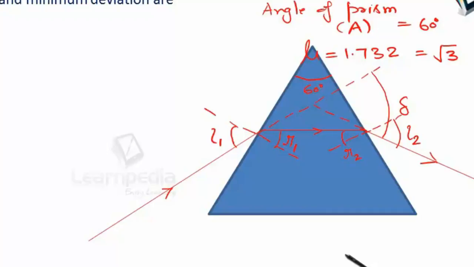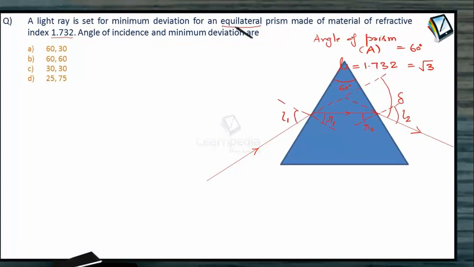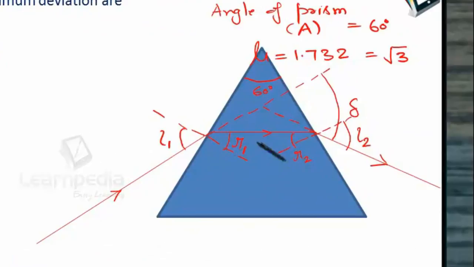What do you know about the minimum deviation? What is the condition for the minimum deviation? Minimum deviation is when angles I1 and I2 are both equal, and R1 and R2 are both equal. In fact, the light ray inside the prism becomes parallel to the base if it is an equilateral prism. So this particular line must be parallel to the base in case of minimum deviation. That we can prove easily.